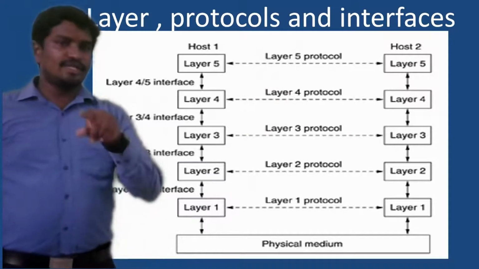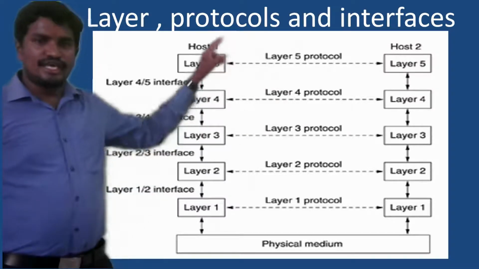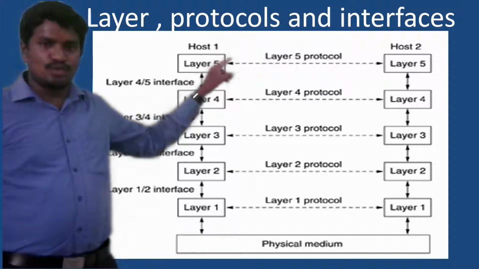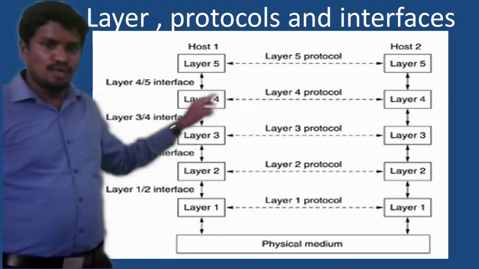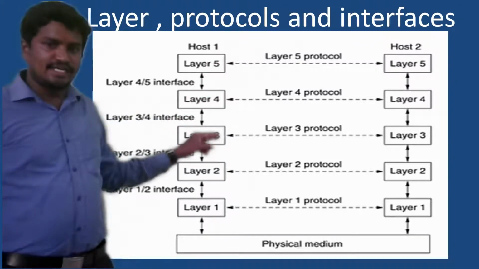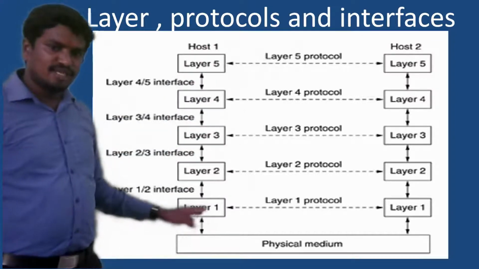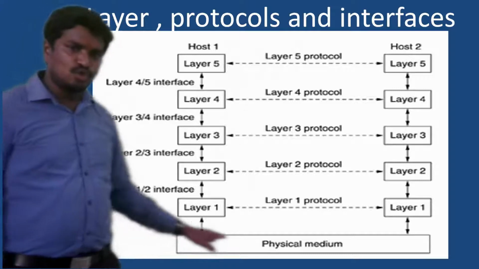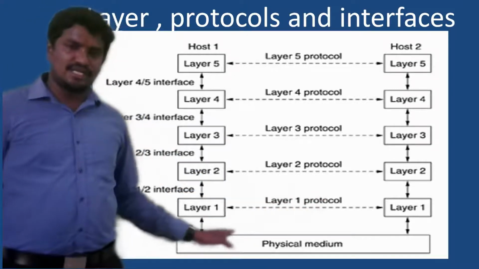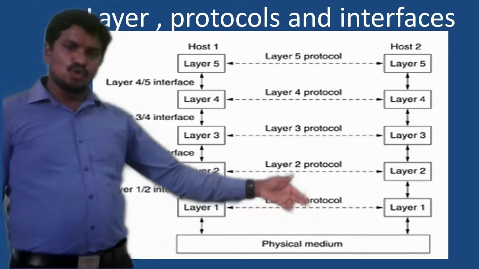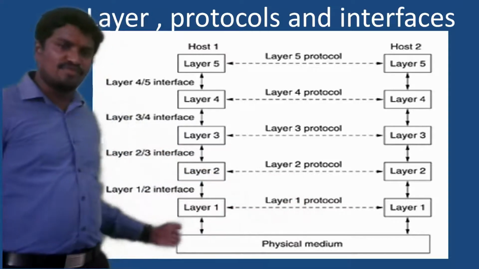In order to implement that virtual communication, layer 5 has to give its content to layer 4. Layer 4 will add its own headers and forward it to layer 3. Likewise, it goes on its journey down the layers. After that, by using the physical medium, it traverses the data to layer 1 of host 2. Similarly, the same approach we followed here is followed there.